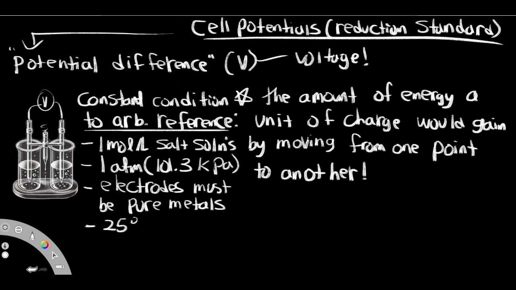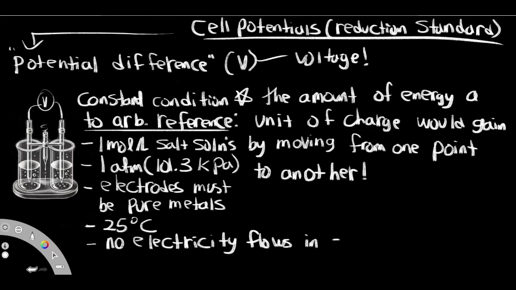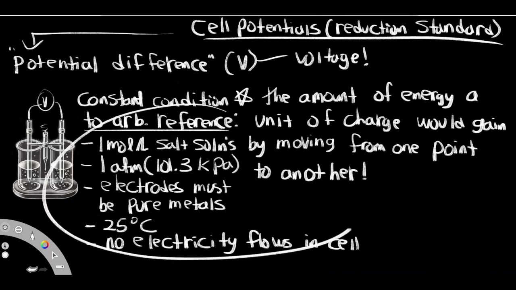And the temperature must be at 25 degrees Celsius. And the very last point, no electricity flows in the cell. So it has to be blanket. We call all of this, the constant conditions that we arbitrarily reference to, the standard cell potential.